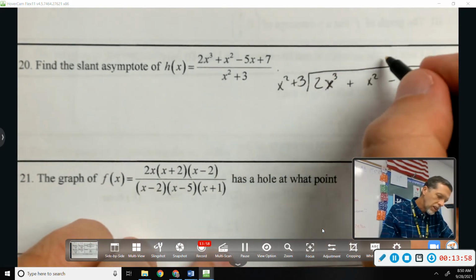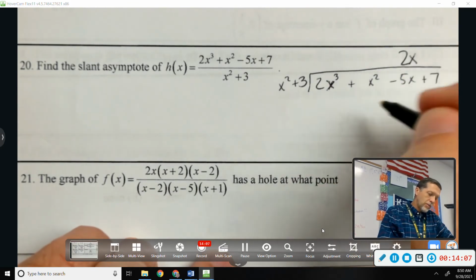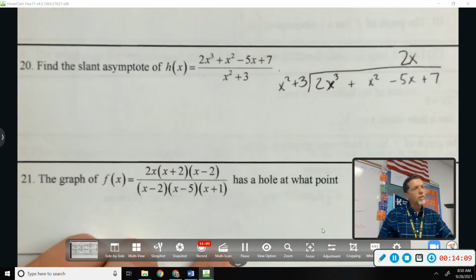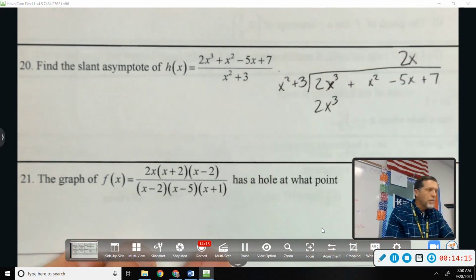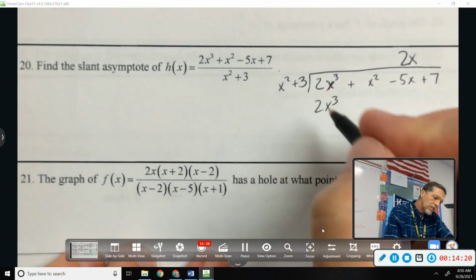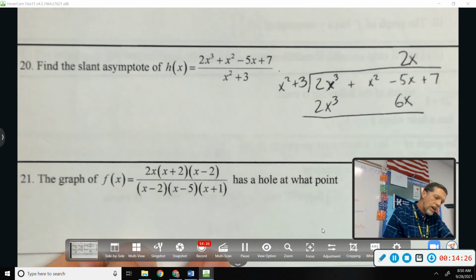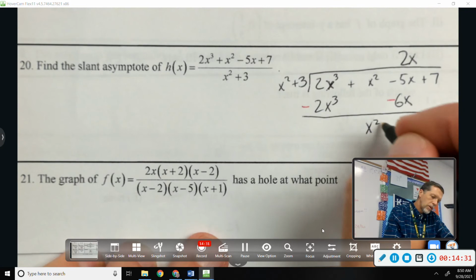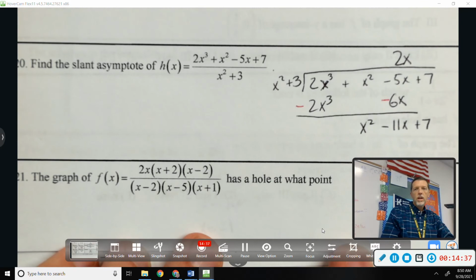Alright, so something times x squared gets me to 2x cubed. An x would get the x cubed, a 2 would get me to 2x cubed. Multiply it back. 2x cubed. Hey, they match. That happens every time. That's why we picked the 2x to make that work. 2x times 3 would be 6x. Although be careful, make sure we keep things lined up here. And then to subtract those, x squared minus 11x plus 7. Right, that's how we long divide.